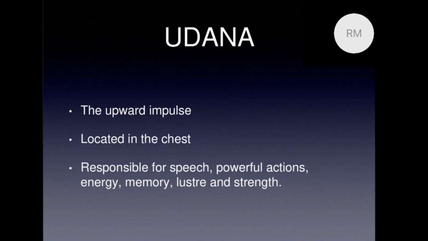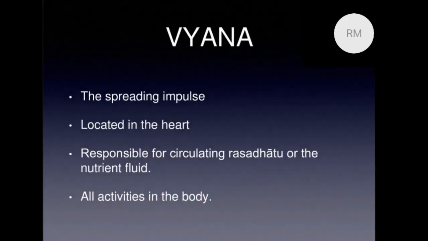So next we go to vyana, which is the spreading impulse. It is located in the heart, and it's responsible for circulation. So we can say that in the heart there is this point called the sinoatrial node, and it has its self-generating impulse.